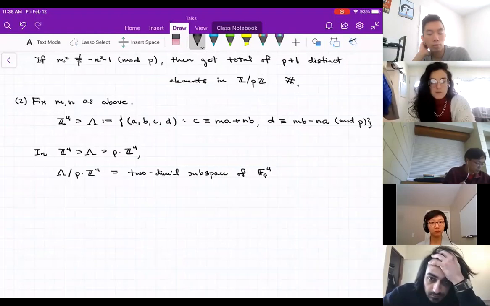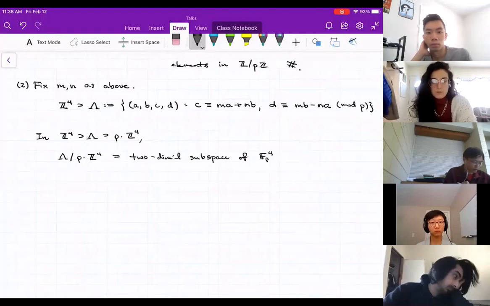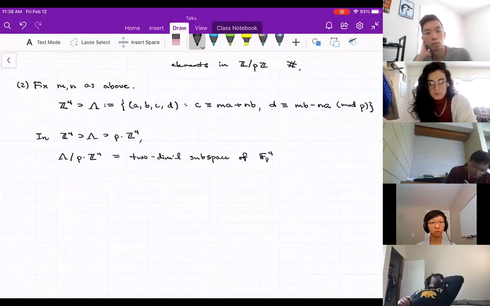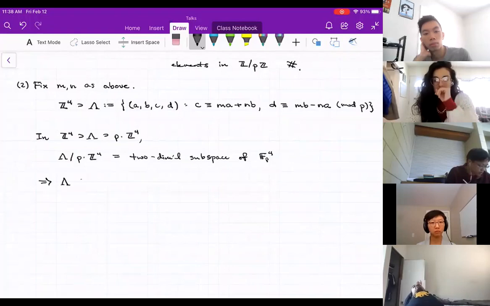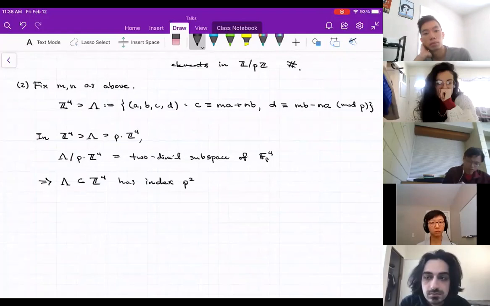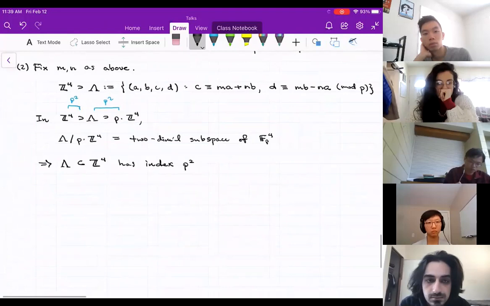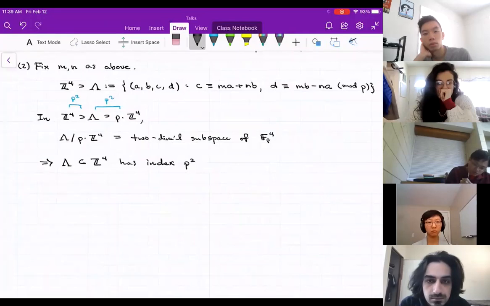Okay, well, lambda mod P times Z^4 being two-dimensional means that lambda inside of Z^4 has index P squared. You can think of each of these as having index P squared if you want. So lambda has a fundamental parallelepiped, D let's say, of volume P squared.